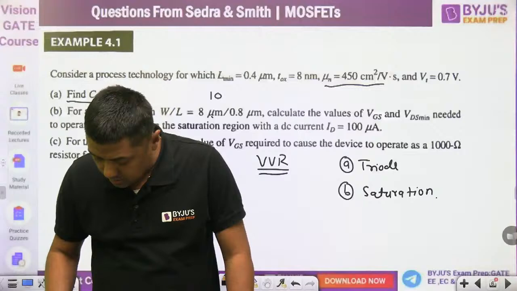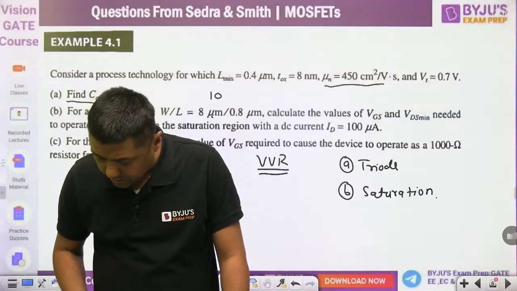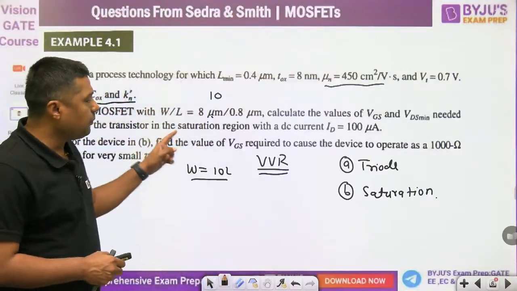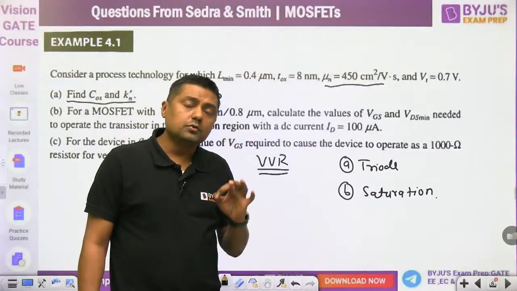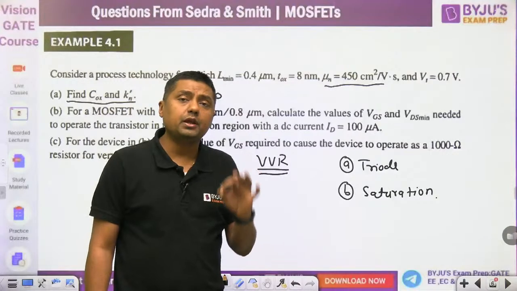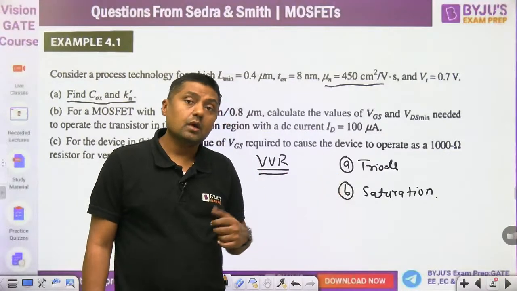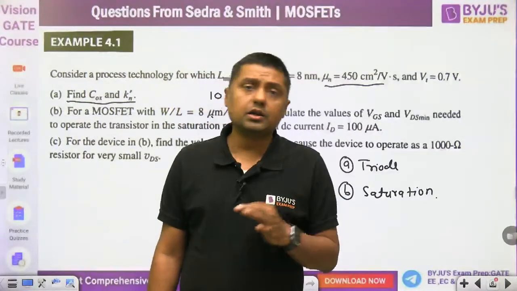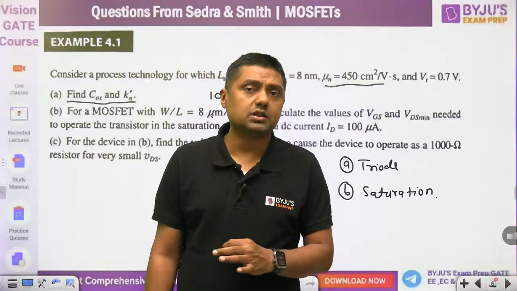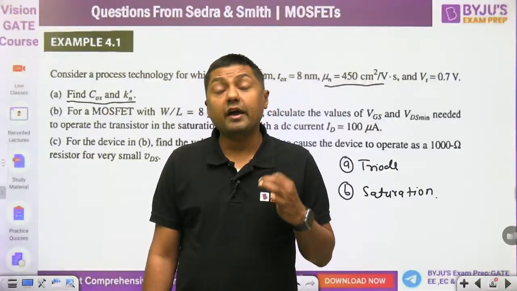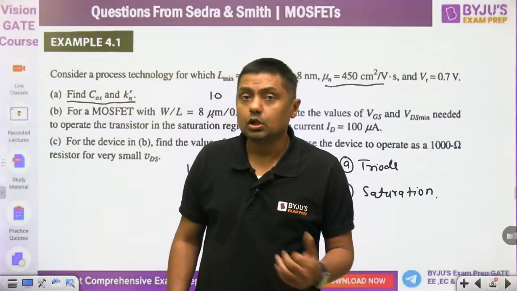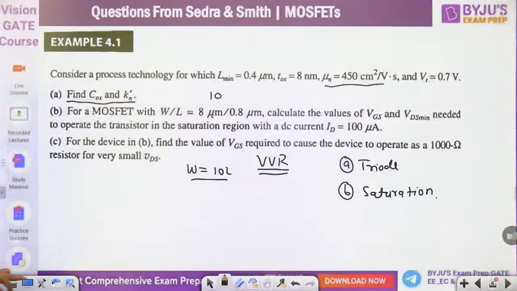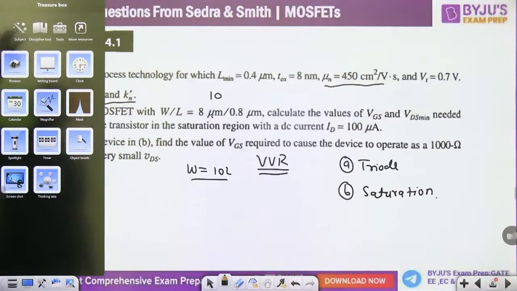Again give me the answer. In which region? Everyone please participate in the comments with answer A or B. To design the amplifier, in which region? Triode or saturation? For designing of the amplifier, MOSFET should be in saturation region. But if you want to design a variable resistor, VVR, voltage variable resistor, then it should be in triode region, and the value of VDS should be very small, that is in the linear ohmic region. So one by one we will solve all the questions. So use your calculator, copy, pen to note this.